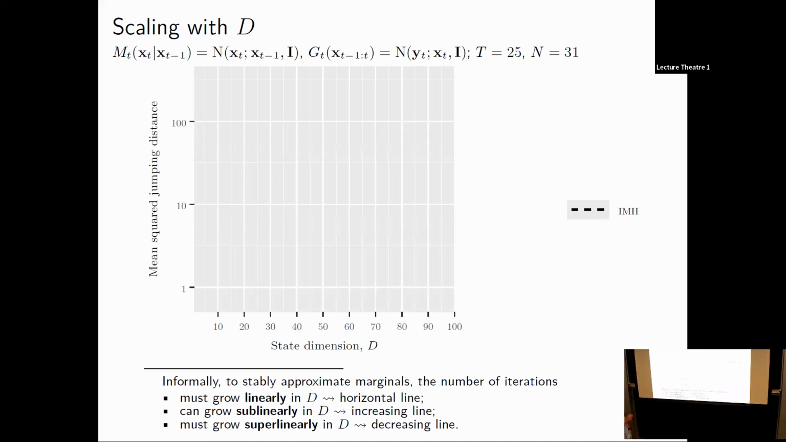And what you see here is the mean square jumping distance, which is kind of a measure of how well the algorithm works, how well it scales. Yeah, we want this to be high. And in particular, I'm showing you the results here for a particular state dimension D. And what we would want here is to have a horizontal line, because that effectively means that in order to stably approximate marginals of my joint smoothing distribution, I would only need to grow the number of MCMC iterations linearly in D, which is kind of the best thing I can hope for without assuming additional structure about the space.